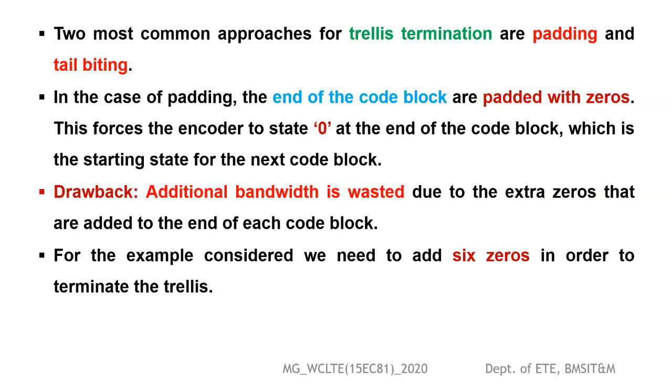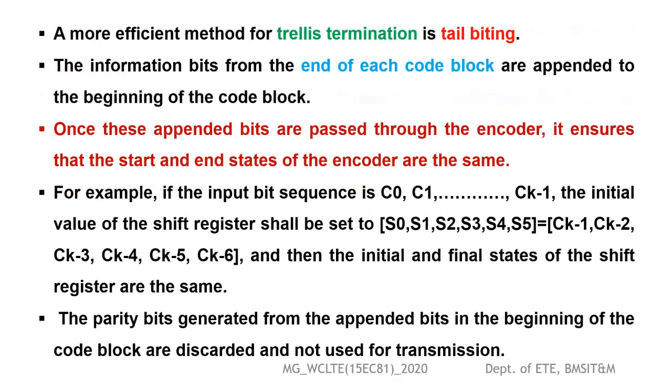So the most efficient method is tail biting. Tail biting is the most efficient method of trellis termination. What is done in this tail biting method is that the information bits from the end of each code block are appended to the beginning of the code block. So it is almost like a cyclic prefix. If you have remembered, in case of OFDM, tail bits are appended at the beginning. That is to avoid intersymbol interference between the adjacent OFDM symbols. The same concept is applied here.